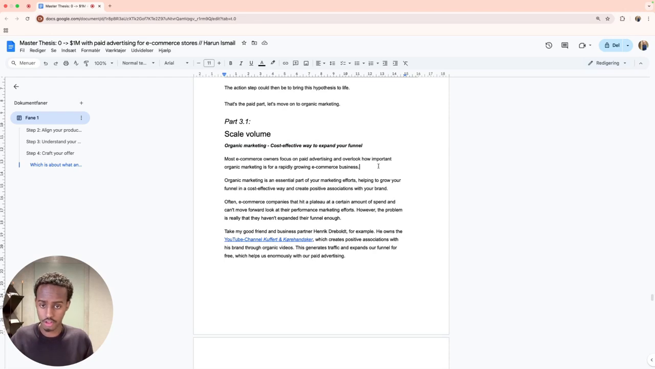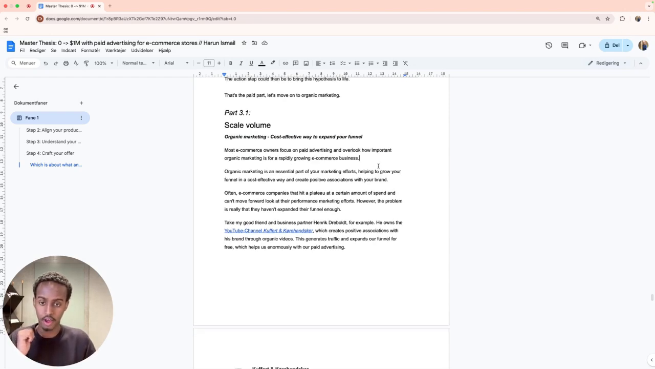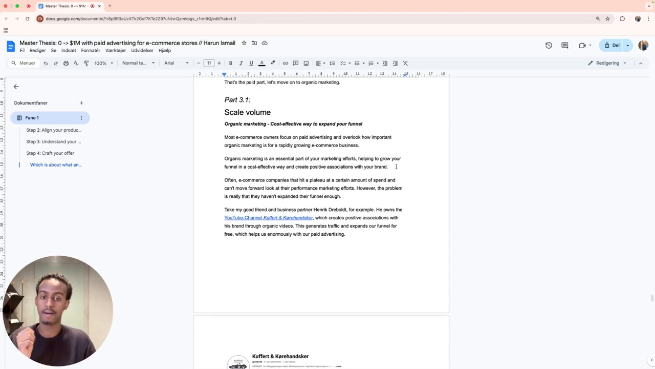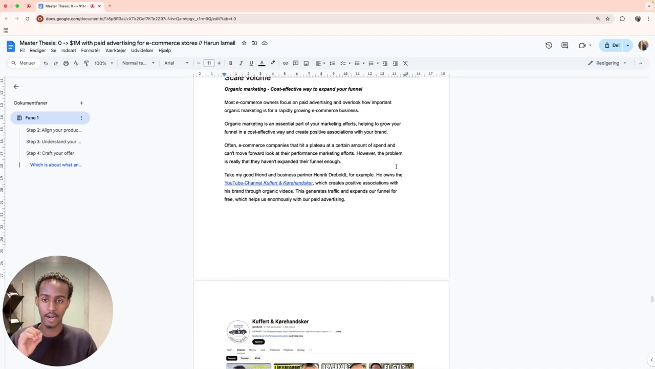Most e-commerce owners focus on paid advertising and overlook how important organic marketing is for rapidly growing through paid advertising. Organic marketing is an essential part of our advertising efforts, helping to grow our funnel in a cost-efficient way and create positive associations with our brand.